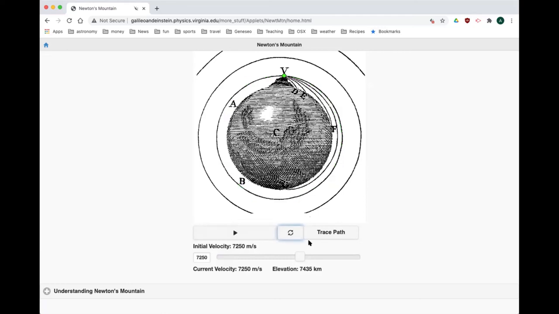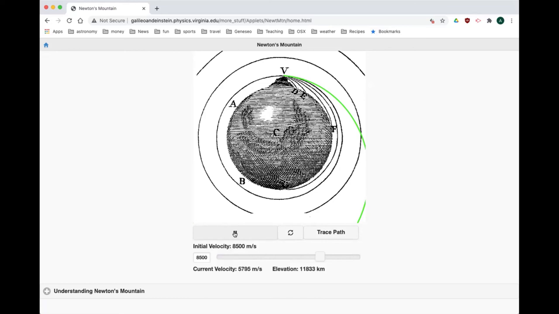Now, interestingly, what if we increase this to 8,500 meters per second? Let's see what happens here. What do you think is going to happen if I fire it even faster? Let's do it and find out. Whoa. It's not a circular orbit anymore.